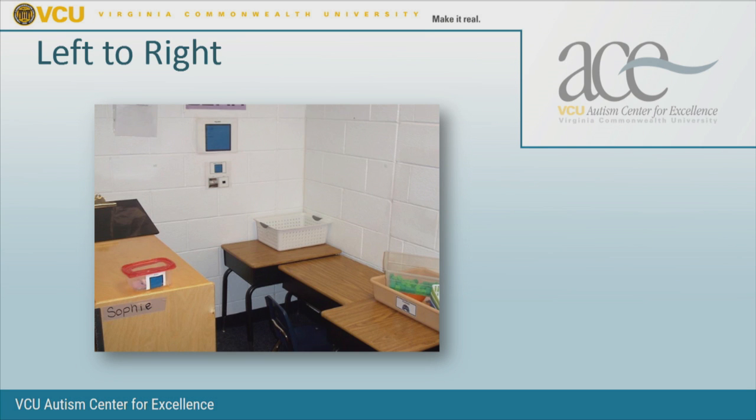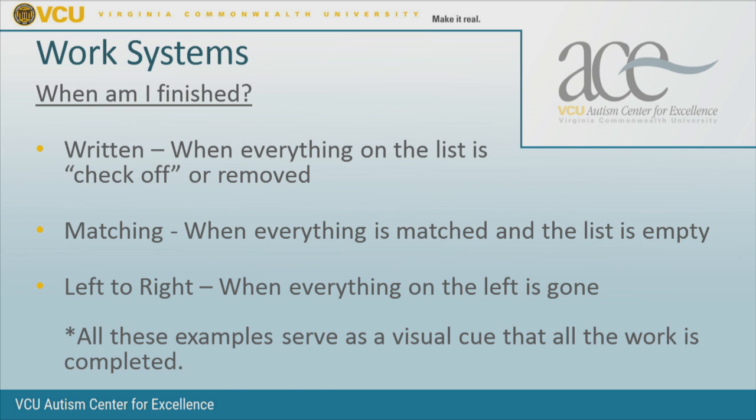This is another example of a left to right system. When doing work systems, it's important for students to know when they are finished. This looks different depending on the level of system that you're using. For a written system, when everything on the list is checked off or removed, they know they're complete. For a matching system, when all of the symbols or pictures that they're matching are gone and the list is empty, they know they're completed. On a left to right system, as said earlier, when everything on the left is gone, they know they've completed that task. All these serve as a visual cue that the work has been completed.